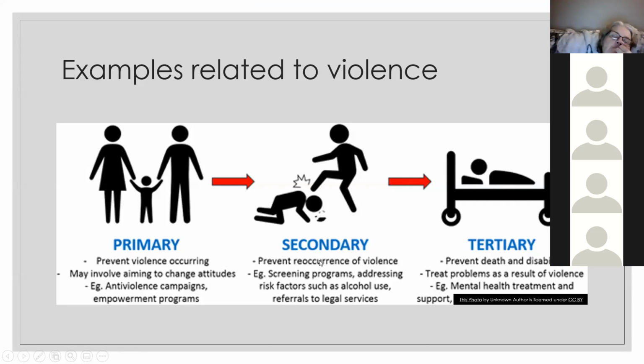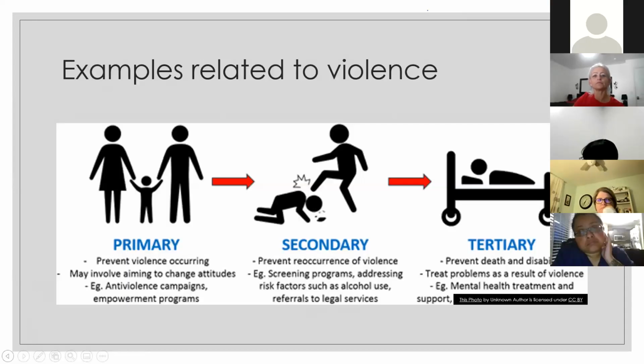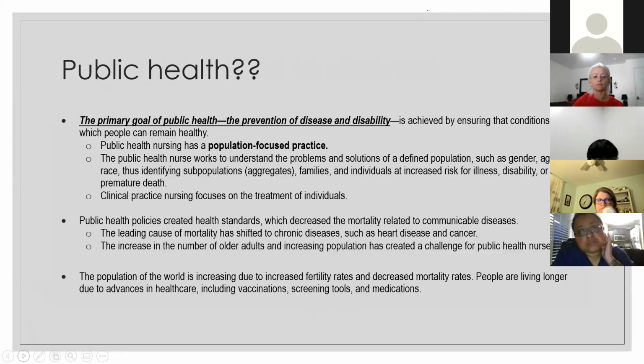When we look at our secondary, we're going to try to prevent this from happening again. So we're going to do screening programs. We're going to look at risk factors like alcohol use. We're going to refer to legal. In tertiary, we're going to treat the problem that's there. So we're going to get mental health treatment and mental health support, okay, for those experiencing violence. Is this making a little sense to everyone? Okay, because I cannot emphasize enough to you, primary, secondary, and tertiary will be on the exam.